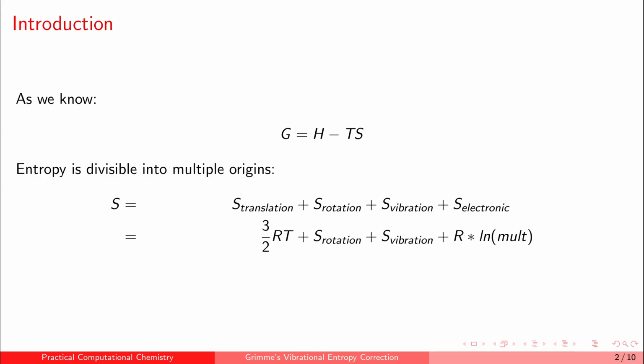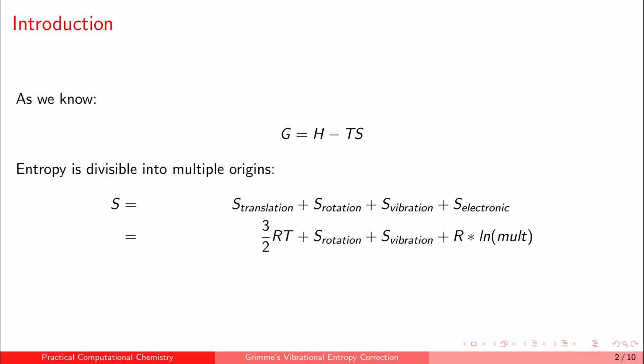In the case of entropy, we can decompose it into multiple terms: the translation, rotation, vibration, and the electronic entropy. Most of these terms are relatively straightforward. For the translation, it's 3/2 of RT. In the case of electronic entropy, we can consider at reasonable temperatures that the electronic transitions essentially don't occur, which means that the entropy only comes from the ground state multiplicity.